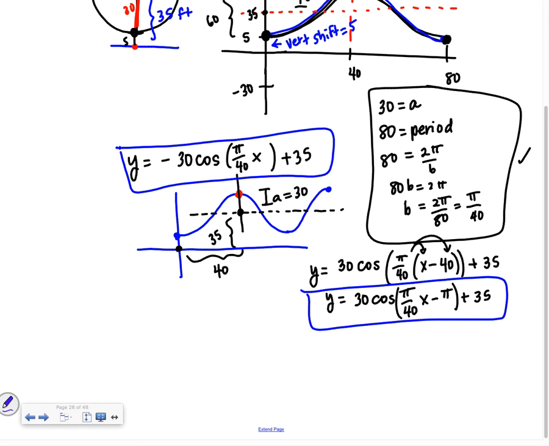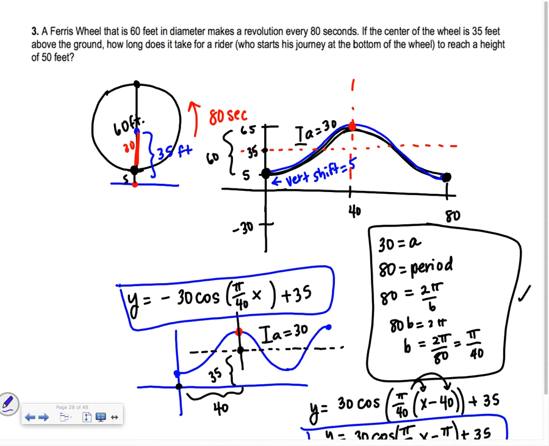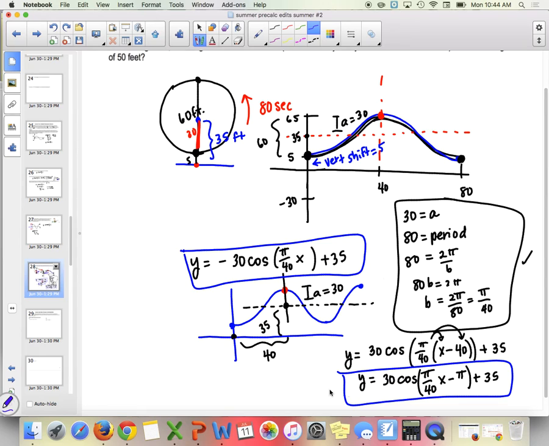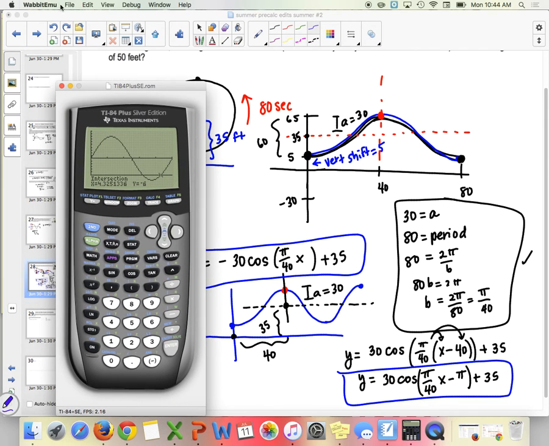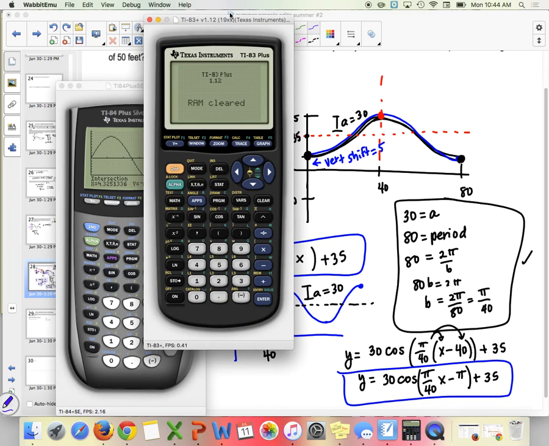So it could look like this, or it could look like this. I could ask, when are you at a height of whatever? And I think I did ask a question like that. It says, when will you reach a height of 50 feet? So using either equation, let's say I go ahead and graph that first one. Oops, I don't know why it's not working here. I'll just use a different calculator.